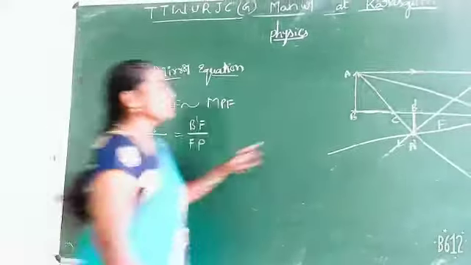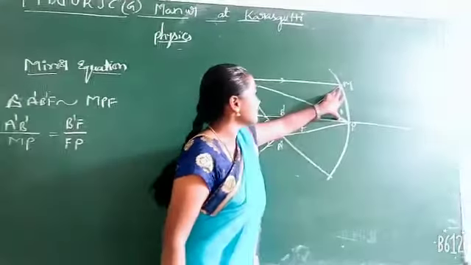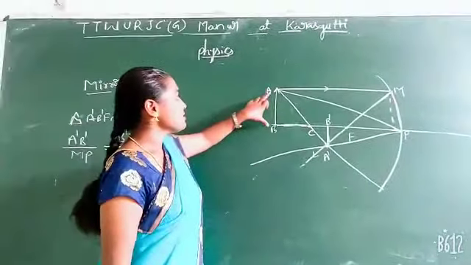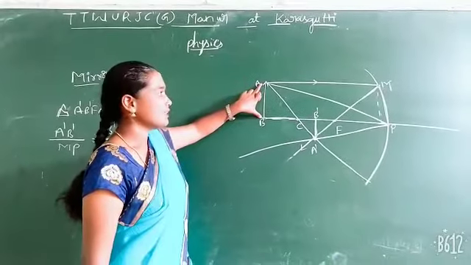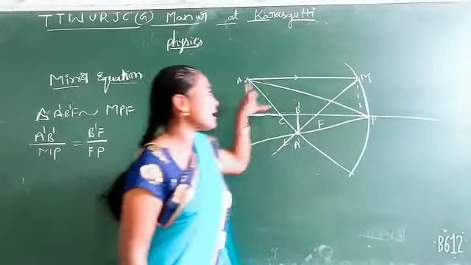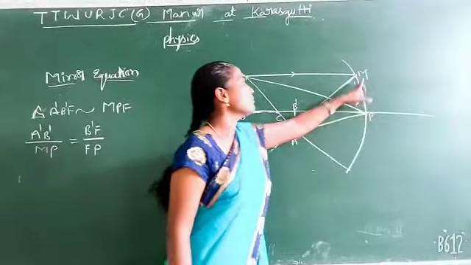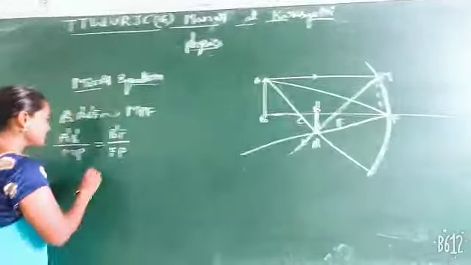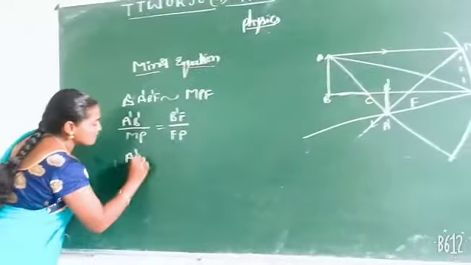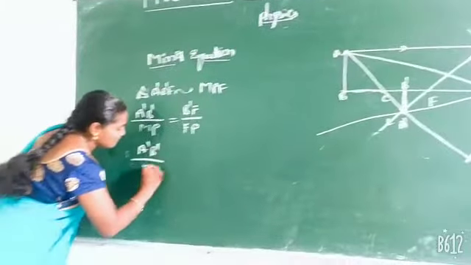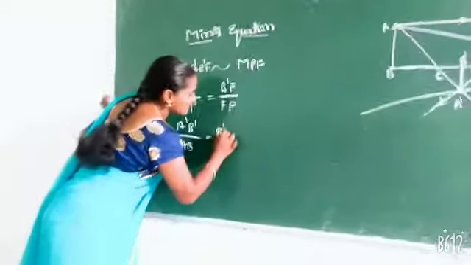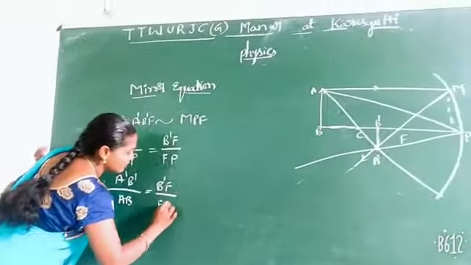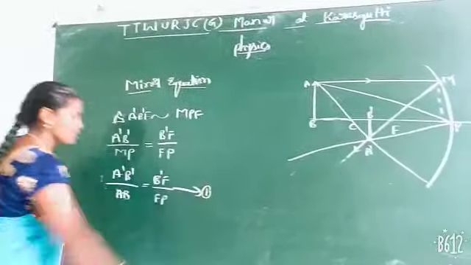Here MP, this length, is the same as the object length, that is, these two lines are parallel to each other. So in the place of MP, we can write AB. So A dash B dash by AB is equal to B dash F by FP. Write this equation as 1.